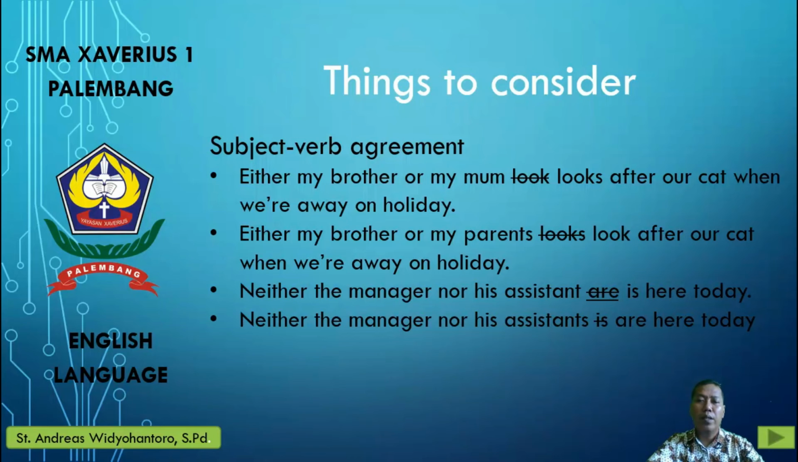The example is also in the third and fourth. Neither the manager nor his assistant is here today. But you have to use: neither the manager nor his assistants are here today.